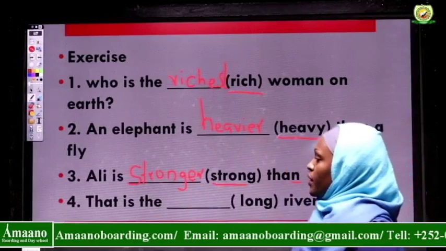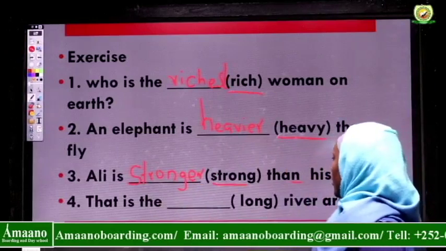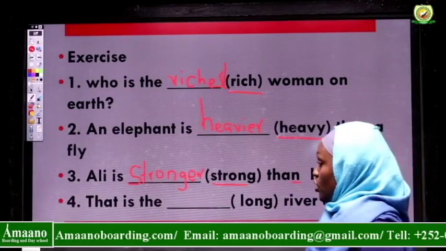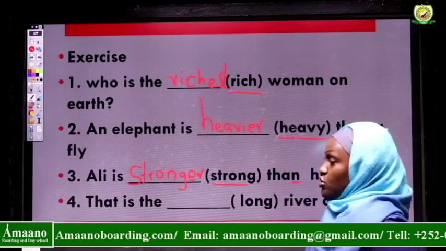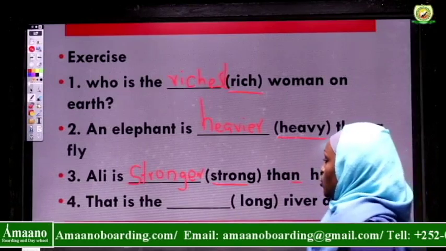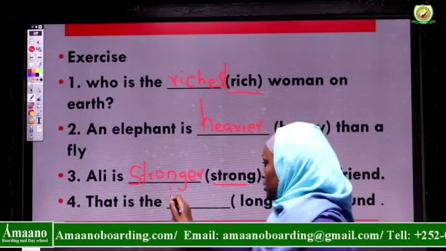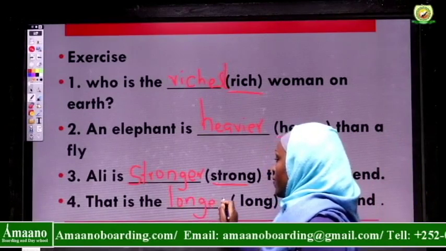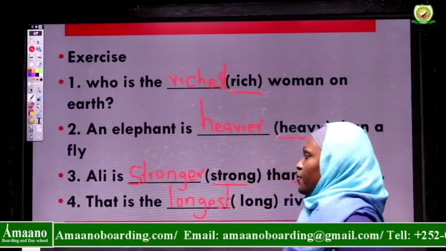Number 4, that is the dash river around. Now here you are looking around. You are not only comparing two things, but now you have to check around many things. So that is the longest. That is the longest river on earth.